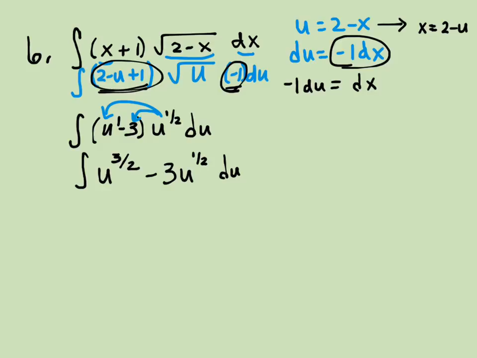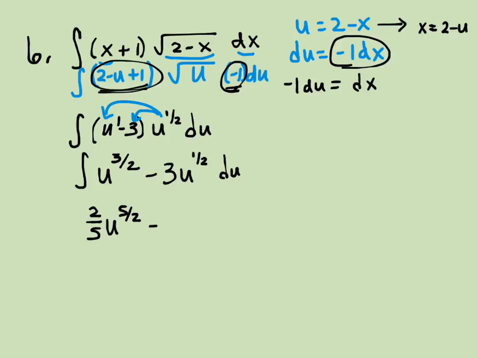All right, what's the antiderivative of u to the 3 halves? Are you guys awake today? Okay, so it's u to the 5 halves, and then what did you want? Times 2/5, right, divided by 5 halves or times 2/5.